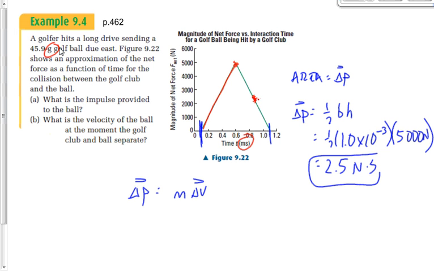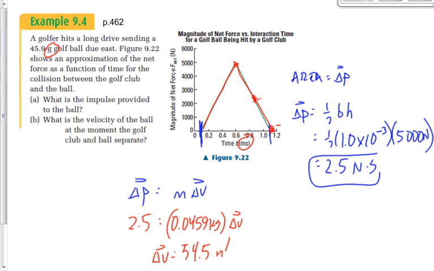Where do they separate? That's where the force is 0, right? That's when the club is no longer touching the ball. That's what we found the impulse for. Perfect. We know the impulse is 2.5 newton seconds for the entire time of contact. The mass of the golf ball is 0.0459 kilograms. Delta V, solve for it. 2.5 divided by 0.0459. What is that? 54.46. So we'll go 54.5 meters per second. Is that good, guys?